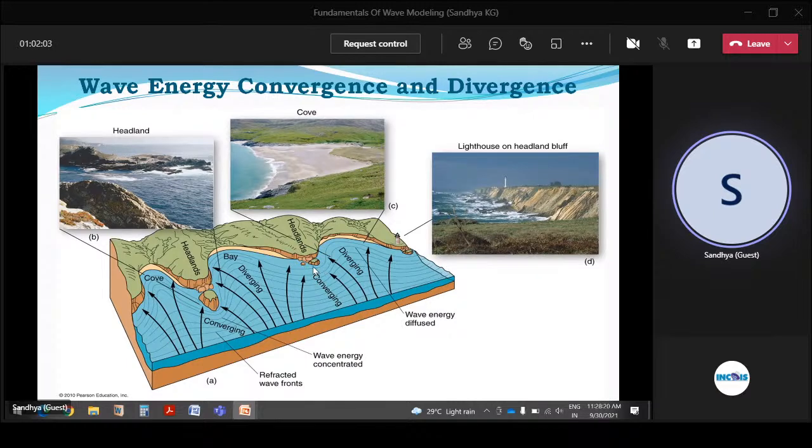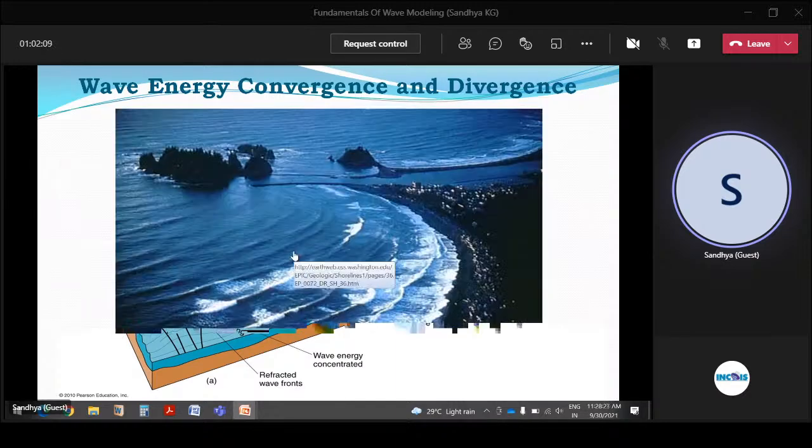That means the energy gets diffused here and energy gets concentrated in the headlands. So this is an actual photograph of this kind of effect. Here you can see.